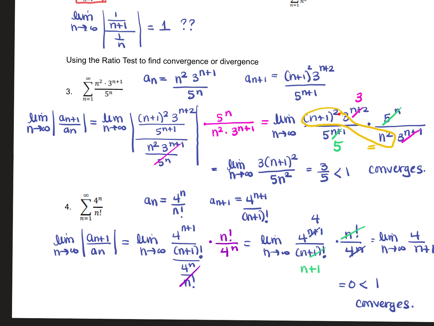So here we have a geometric 3 to the n plus 2. Down here, 3 to the n plus 1. So we have one more 3 on the top. We have one more 5 on the bottom. Then if you look at that, the only thing left besides this 3/5 are n plus 1 squared and n squared, and we're going to infinity. So we're looking at the end behavior, which is the ratio of the leading coefficients. You see, that's what we had left. So that is 3/5, which is less than 1, so this converges.